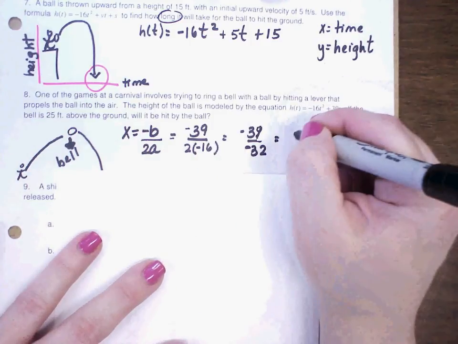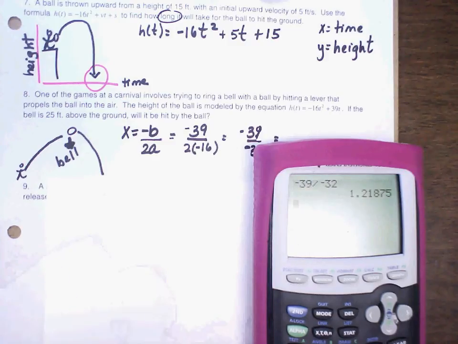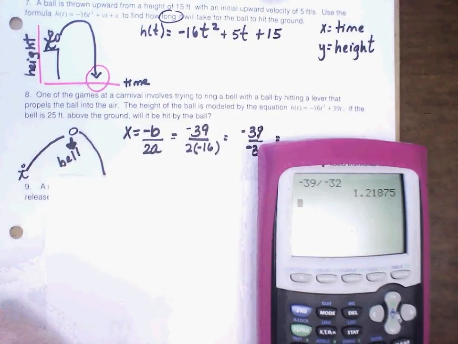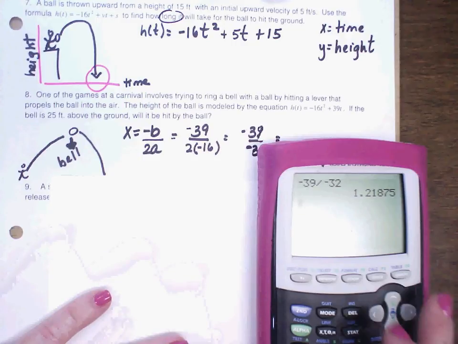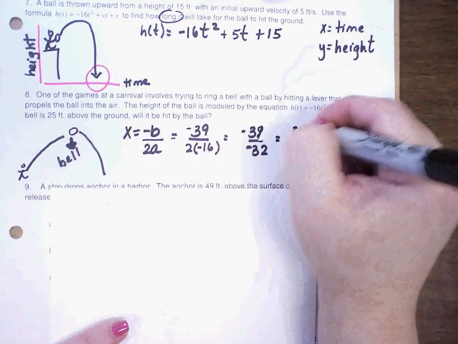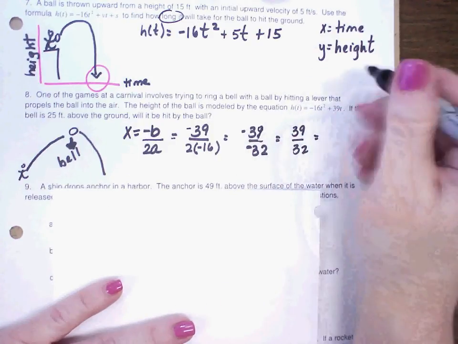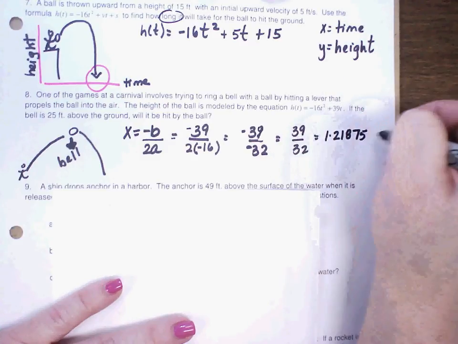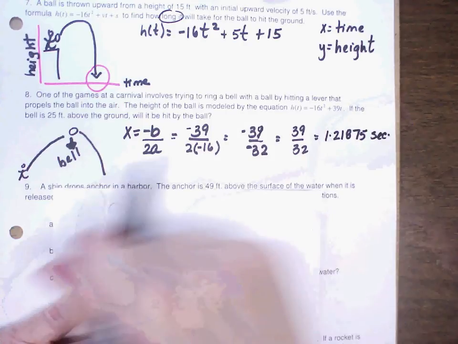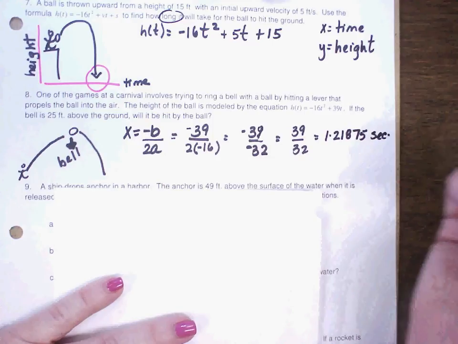Alright, so what do we get? That's a 39. Can you please tell me what we get? We don't get negative 39 over negative 32. Which equals what? Seconds? All right. Is that your answer?